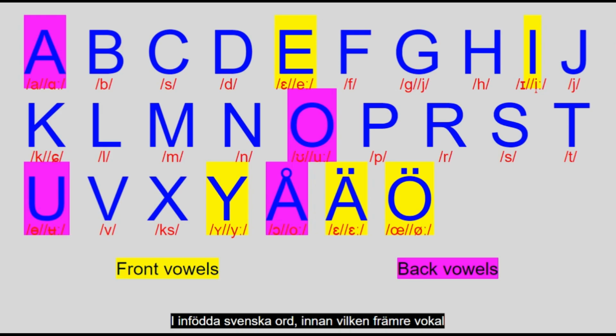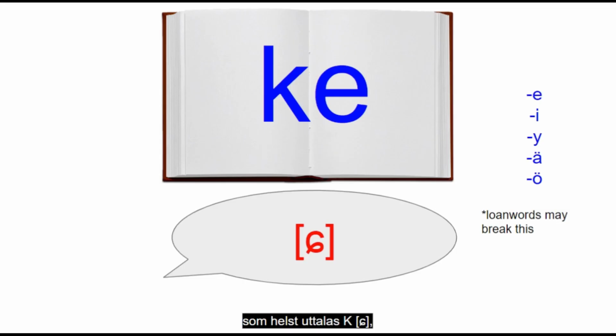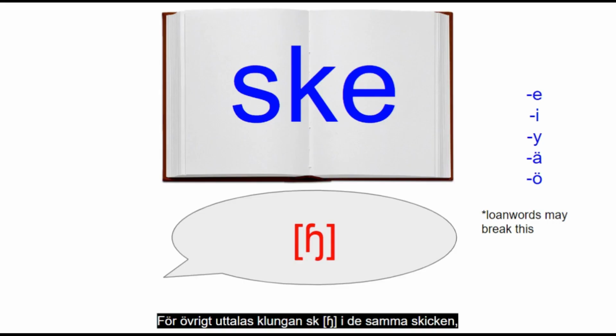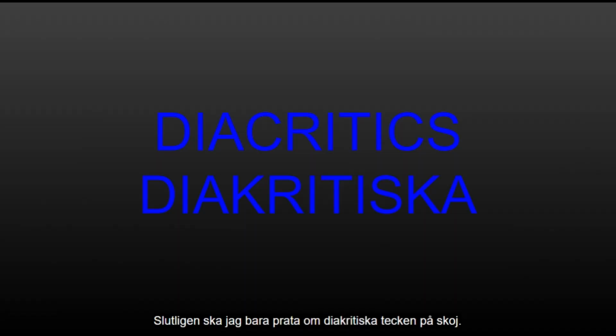In native Swedish words, before any front vowel, k is pronounced sh like in shut, and g is pronounced ye like in jespa. In addition, the cluster sk is pronounced ch in the same conditions like in skicka. Finally, I'll just talk about diacritics for the fun of it.